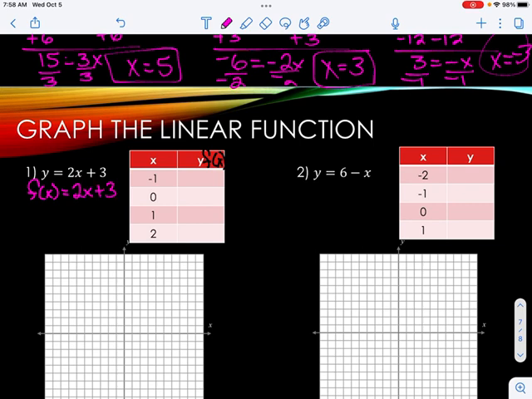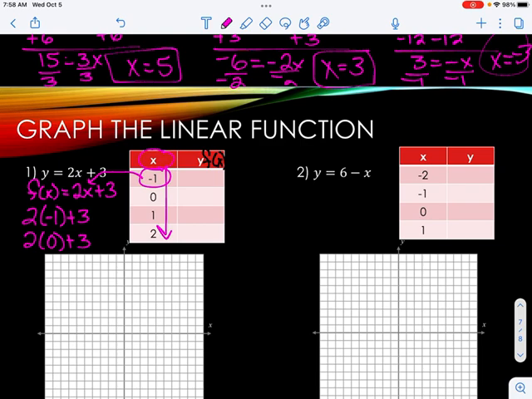And then what you notice is they give me a bunch of domain values. So all we're simply going to do is take that negative 1 and plug it in. So it'll say 2 times negative 1 plus 3. Then you're going to go 2 times 0 plus 3. And you're just going to keep going. 2 times 1 plus 3, 2 times 2 plus 3. And then you just work those out and get those values.